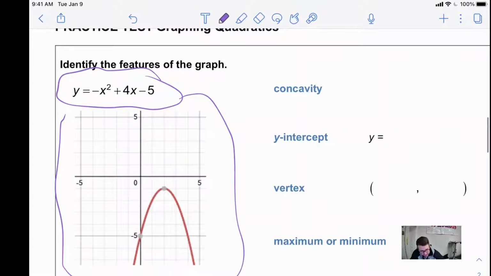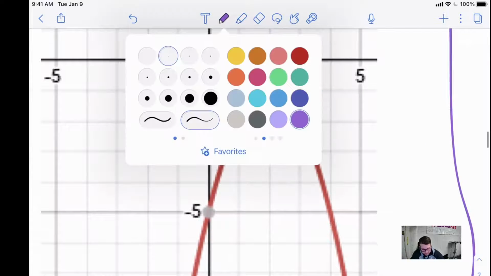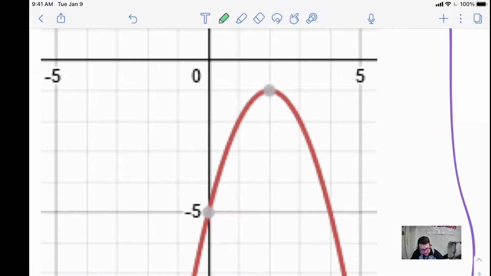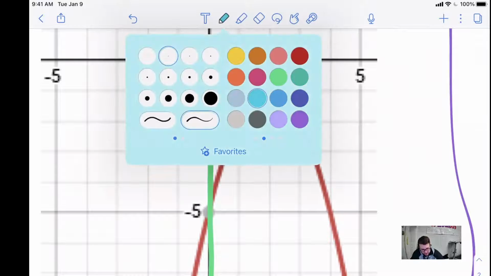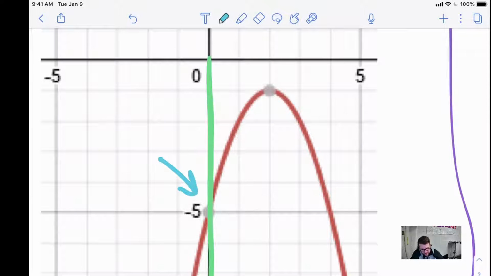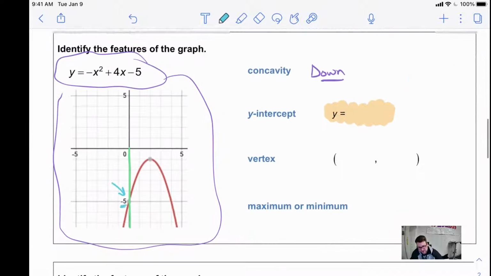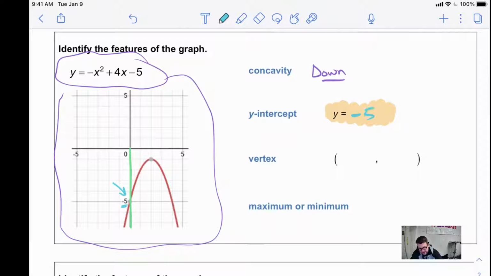Looking at this one, we can see that this graph is upside down, right? It opens downwards. So that means that our concavity will be concave down. Looking at this, we want to identify our y-intercept. It looks like this one wants us to give our y-intercept as just a point or as just the number. So coming over here, for our y-intercept, remember, you're just looking to see where does the function cross the green line. And it looks like we cross right here at the point -5. So if that's the case, then we will say that our y-intercept is -5.